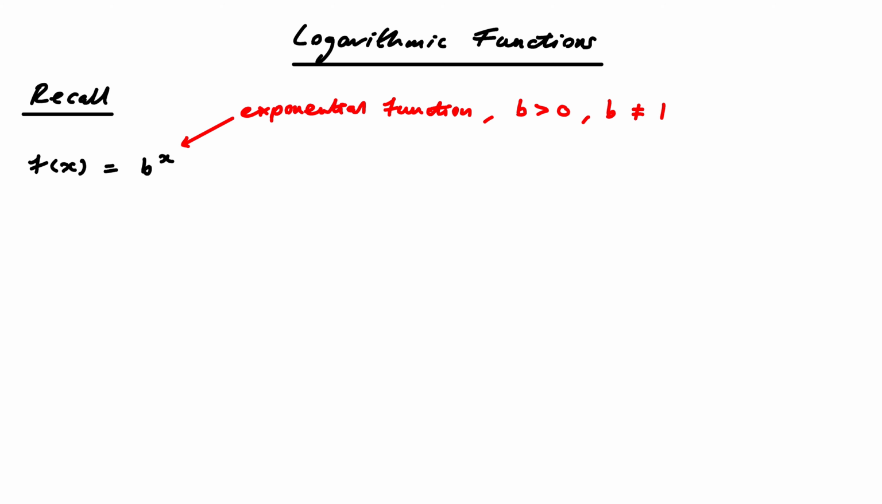So we saw, when looking at exponential functions, that this thing is 1 to 1. It's either always increasing or always decreasing. So 1 to 1 means it has to have an inverse function. So this implies there is an inverse function. So what is the inverse function?